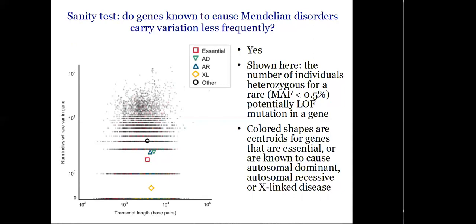So for example, down at the bottom, the yellow diamond is the centroid for all genes known to cause X-linked disease in OMIM. And those are generally very depleted of rare variation. You see that the diamond falls between 0 and 1. So those genes tend to be depleted of variation in general.